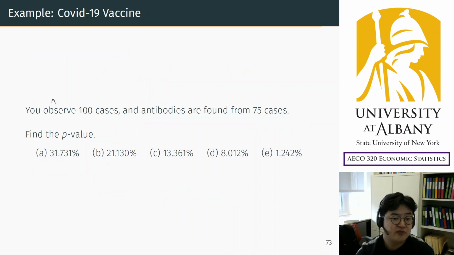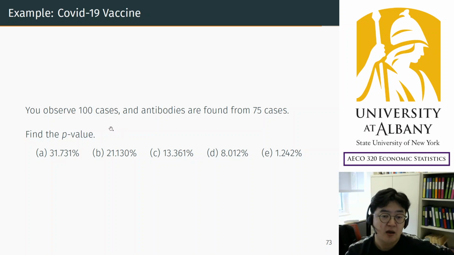Okay, now then, from the data, what you observe is 100 vaccinated people, and antibodies are found in 75 cases out of 100. What is the p-value? Calculate.